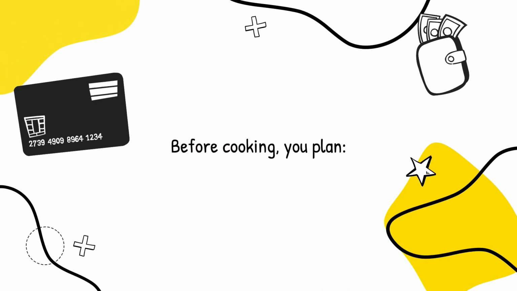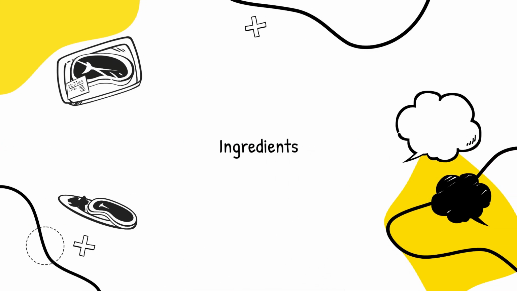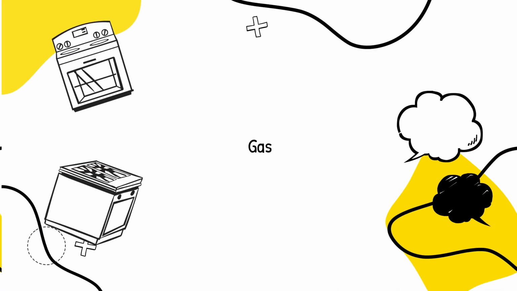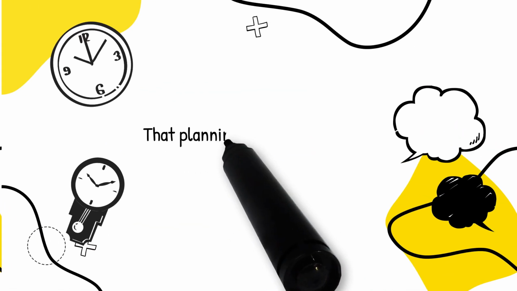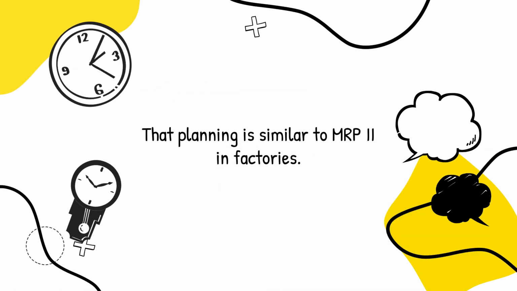Think of cooking food at home. Before cooking, you plan ingredients, time, gas, money. That planning is similar to MRP II in factories.